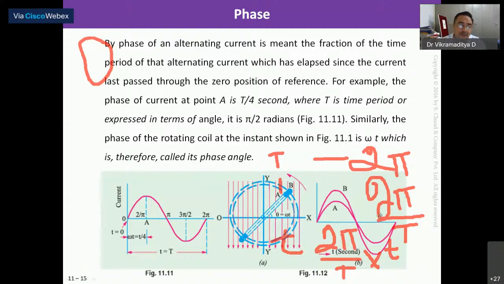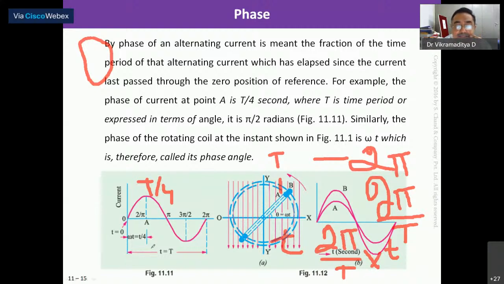So this is 0 angle. When I say T by 4, this time is capital T by 4. Look towards the diagram. If I substitute T by 4, T will cancel 2, so it will come to pi by 4. Pi by 4 is in radians. So in degrees, how much is it? It is 45 degrees.